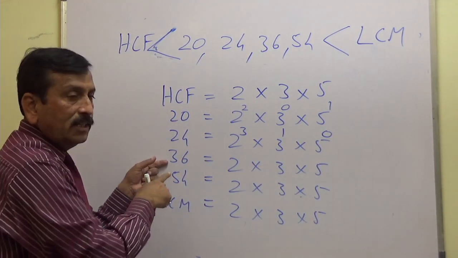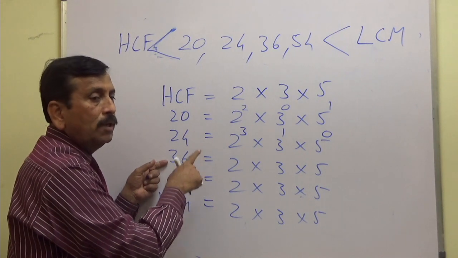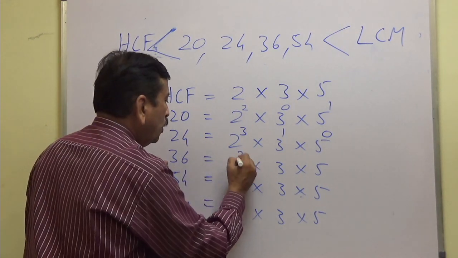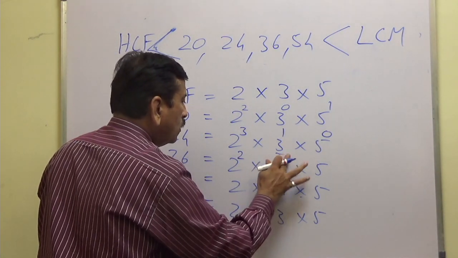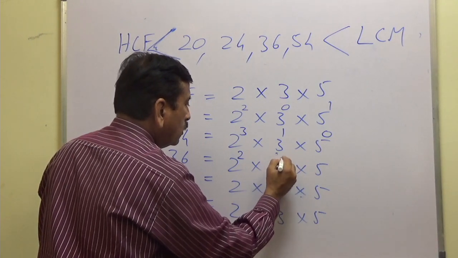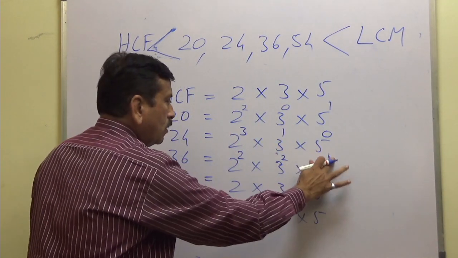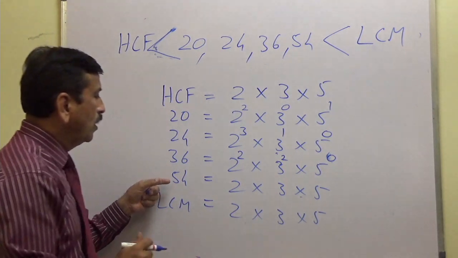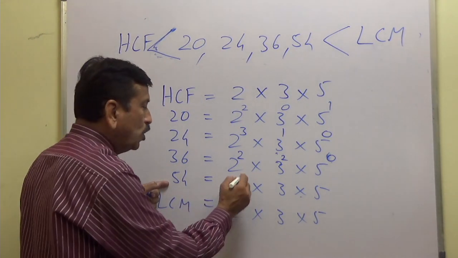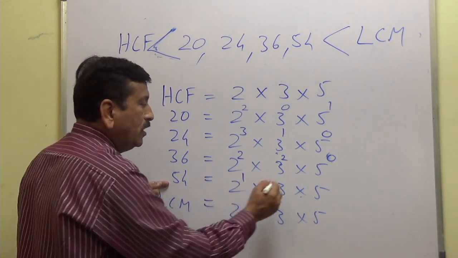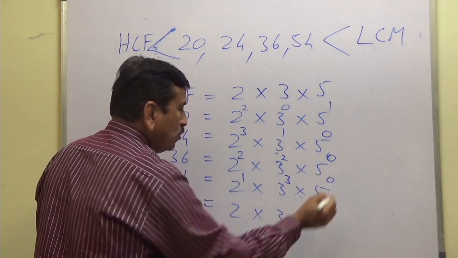36. 36 is 2 into 2, 3 into 3. So 2 into 2, 3 into 3. 5 raised to 0. 54. 54 is 2 raised to 1 into 27. So and 5 raised to 0.